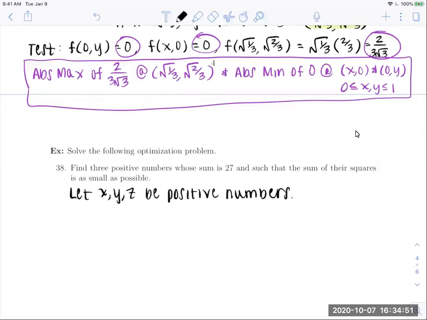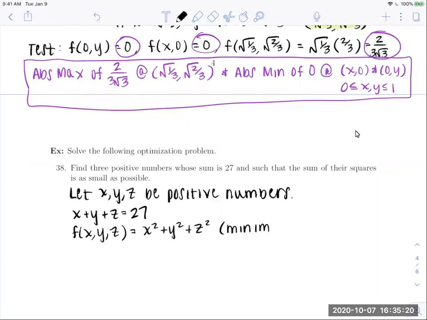All right. Now, we want their sum to be 27. So let's set that up. We have x plus y plus z equals 27. And then what we want to optimize is the sum of their squares. We want that to be as small as possible. So let me set up that function: F of x, y, z equals x squared plus y squared plus z squared. And our goal here is to minimize this function.